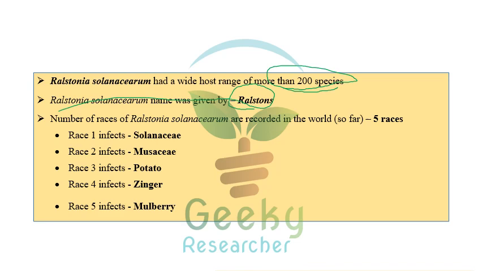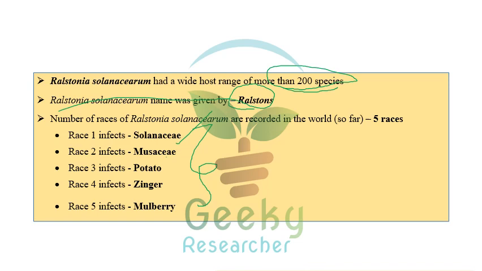Which race will affect which crop? Something like that, there might be a chance of it being asked. So race 1 only infects Solanaceae, okay? I repeat, Solanaceae. Solanaceae includes many crops like potato, and maybe tomato also, I'm not sure, maybe tomato also comes under Solanaceae, and race 1 infects all the Solanaceae crops. Race 2 infects Musaceae.